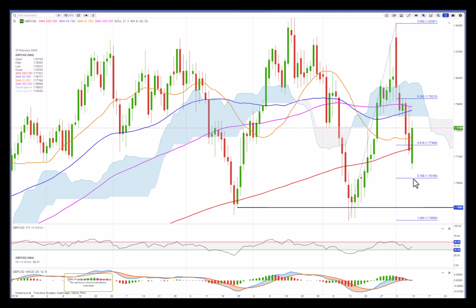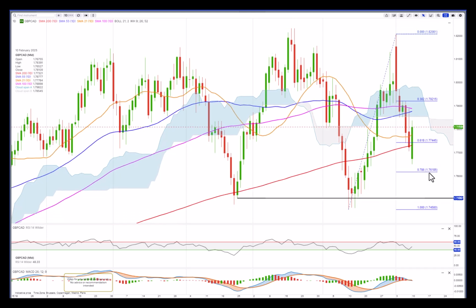And it was a little bit weird. It didn't get all the way down to the 786 retracement at 176.18, but it didn't. RSI bounced from the 40 threshold at the moment, at least. If we get back above the 179, then I think uptrend could push it higher.